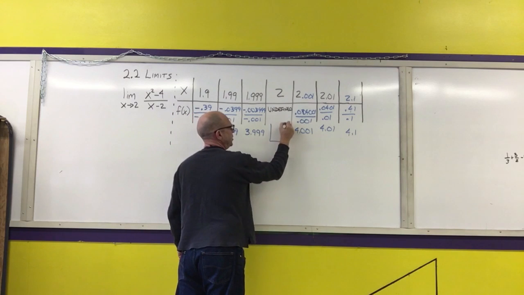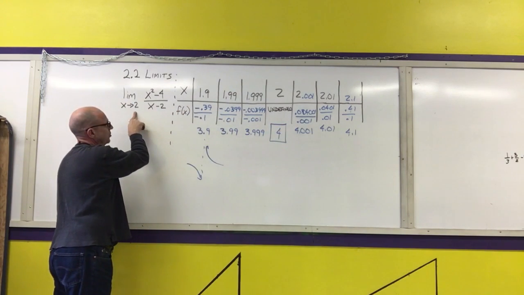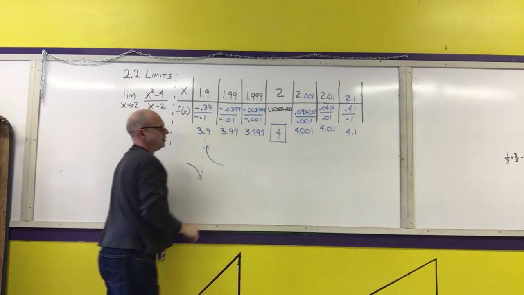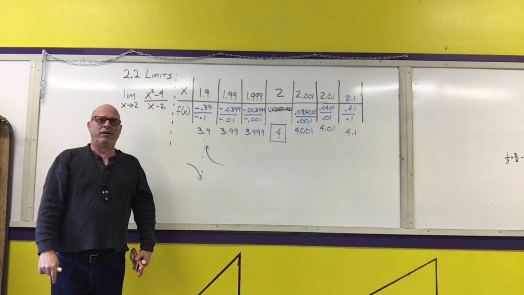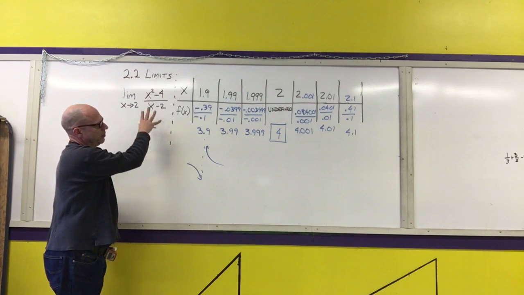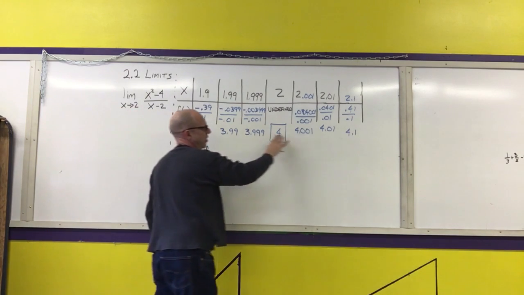So we can make the conjecture that the limit as x approaches 2 of (x squared minus 4) over (x minus 2) is the value 4. Later on in this chapter, we'll learn other algebraic methods that we can use to calculate the limit of functions like this without having to fill out a data table.